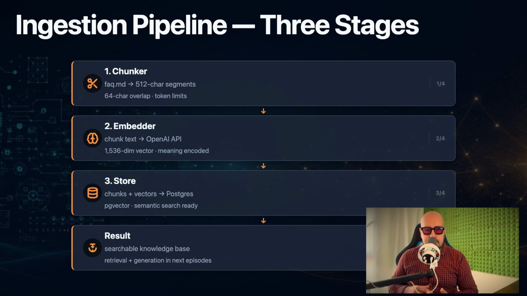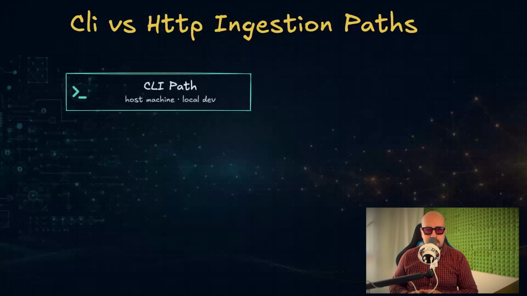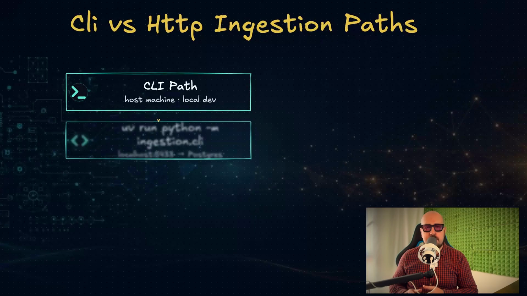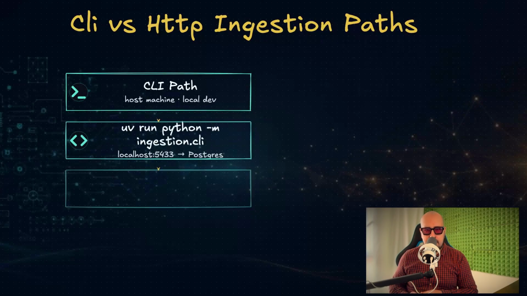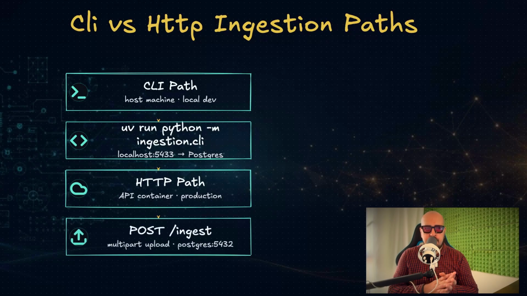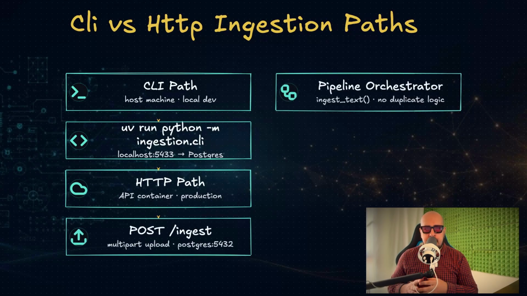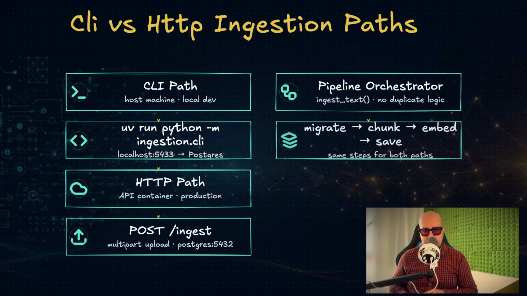When this episode is done, you will have two ways to index documents. The CLI path runs on your host machine, useful for local development and batch scripts. The HTTP path accepts file uploads through the API container, the production integration point.